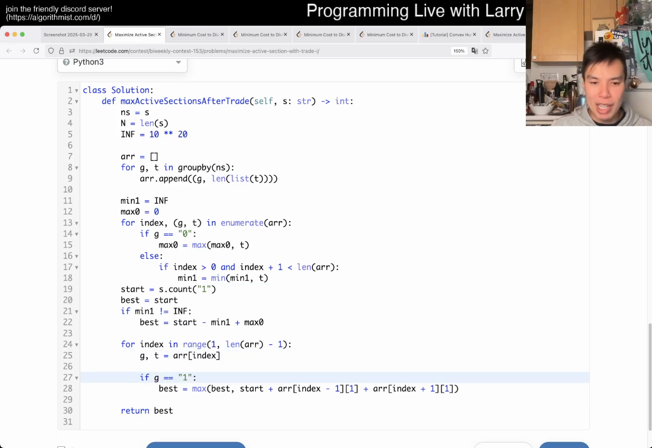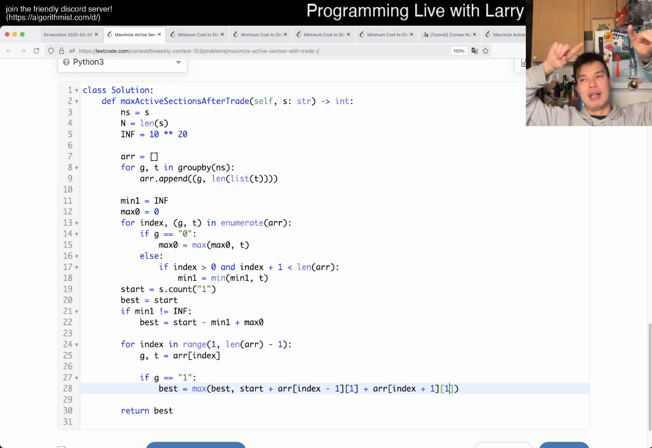For any groups of 1, we look at the adjacent groups of zeros, because by definition of grouping, the index minus 1 will be 0, and index plus 1 will be 0, and this will be the size of them. And that's it. That's the delta, right? You just add the number of adjacent zeros to the 1 to the final count, and then you take the best out of all those, and that's it.